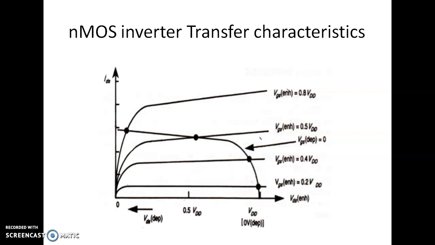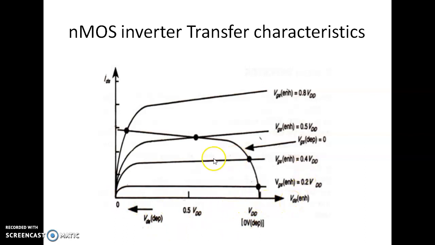All these are already discussed. So these are the family of curves, and the superimposition can be seen here. These curves and this depletion MOSFET curve are both superimposed. We can see this is from 0 to VDD, in this direction, for the enhancement mode MOSFET, whereas this is the 0 of the depletion mode MOSFET. From this 0 onwards, the depletion MOSFET curves are drawn. This is VDS of the depletion MOSFET, whereas 0 to VDD is VDS of the enhancement MOSFET.